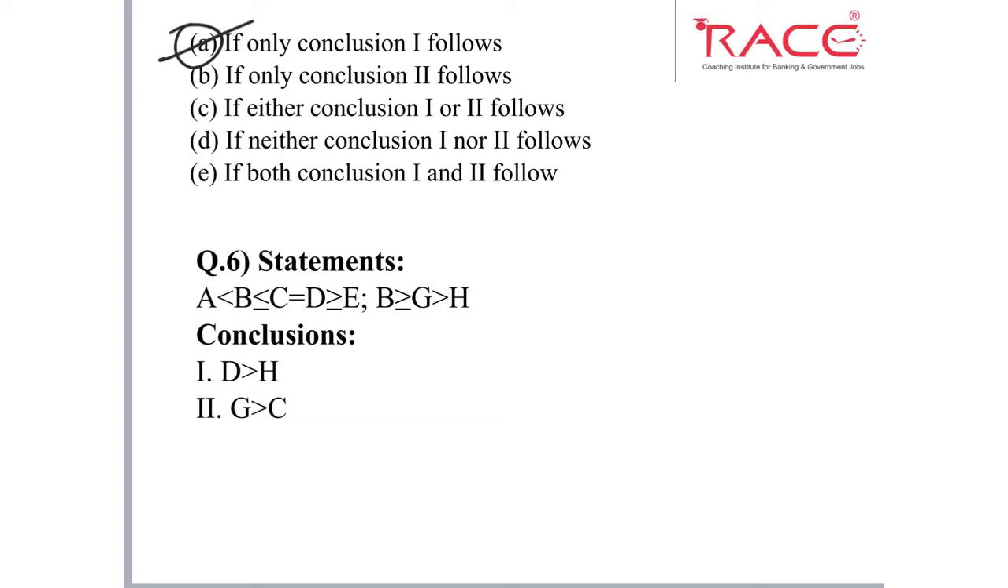So here the first conclusion is D greater than H, and we will always what? Move toward the open face. So we will move from H to D, and all the signs must have open face. So we will start from H to B. Why till B? Because B is the connecting point. B connects both the statements.